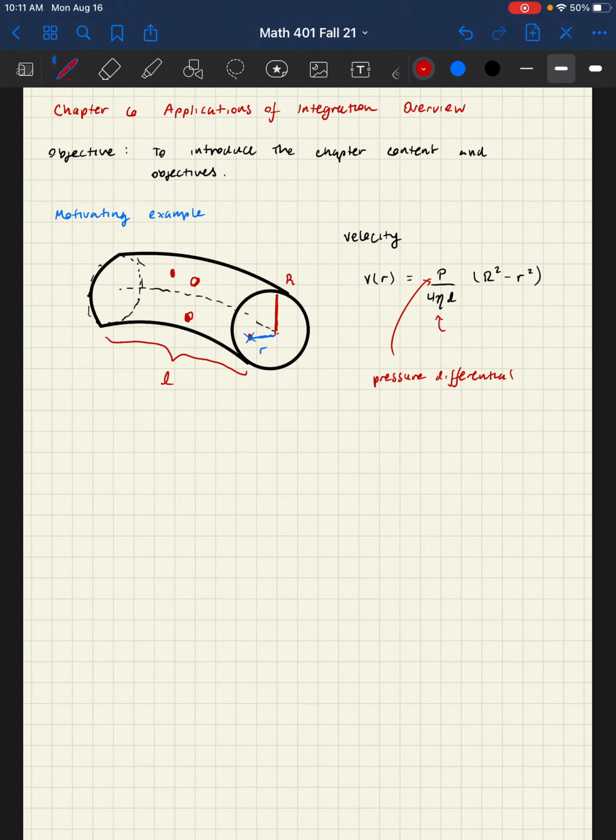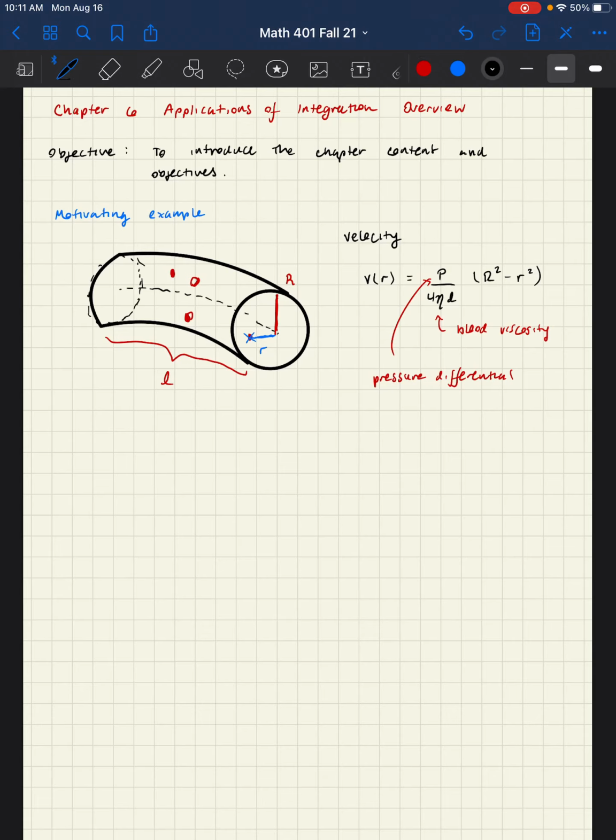Nu, this Greek letter, is the viscosity of blood. Both of these are going to be assumed to be constants. L we already talked about, it's the length, and capital R is the radius of the blood vessel. So the only thing here that's changing is little r. As a function of little r, at any given point, the velocity is given by this.